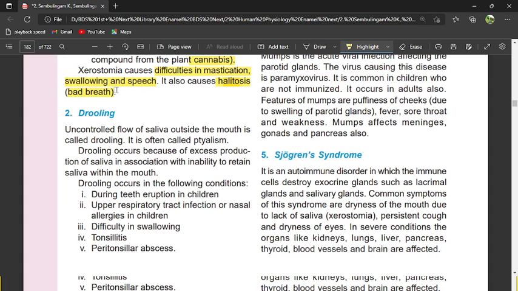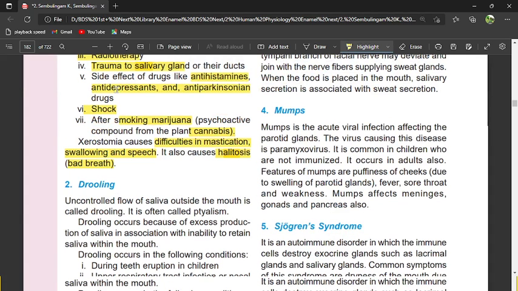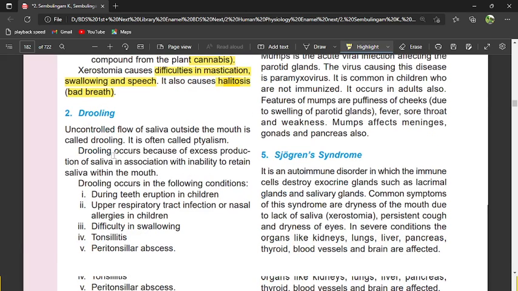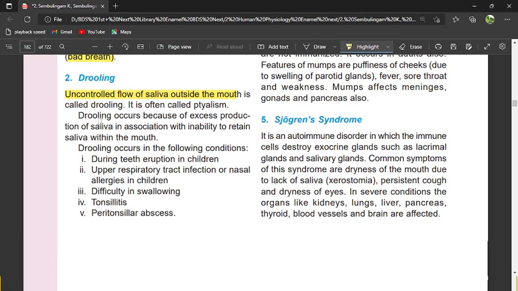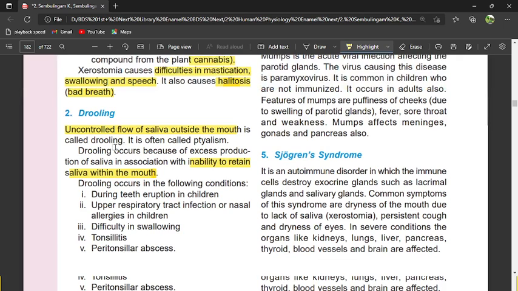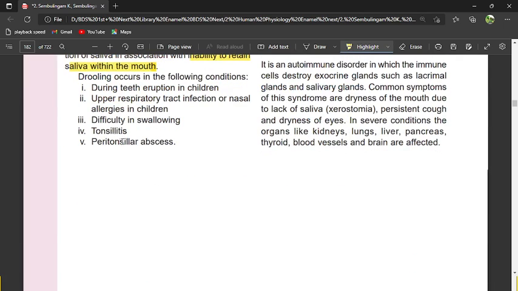bad breath. तो इस पूरे कंडीशन की वजह, ठीक है, जब सलाइवा सीधा नहीं आएगा तो आपको बैड ब्रेथ तो आएगा, राइट। Next is drooling, uncontrolled flow of saliva outside the mouth, ठीक है, ड्रोलिंग की कंडीशन। Drooling is often excess production of saliva associated with inability to retain saliva in the mouth. तो माउथ में जब सलाइवा हम कंट्रोल नहीं कर देंगे तो माउथ से सलाइवा झड़ता रहता है, इसे क्या बोलते हैं, ड्रोलिंग.